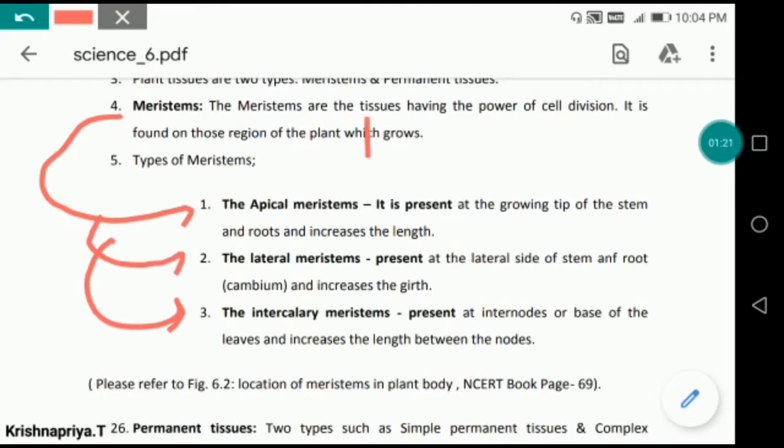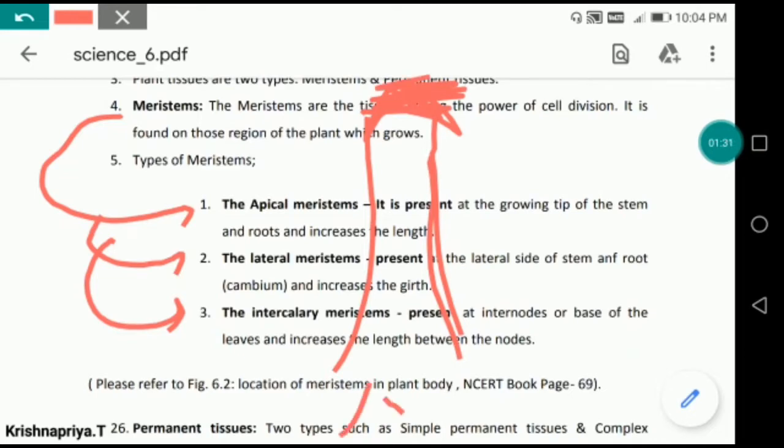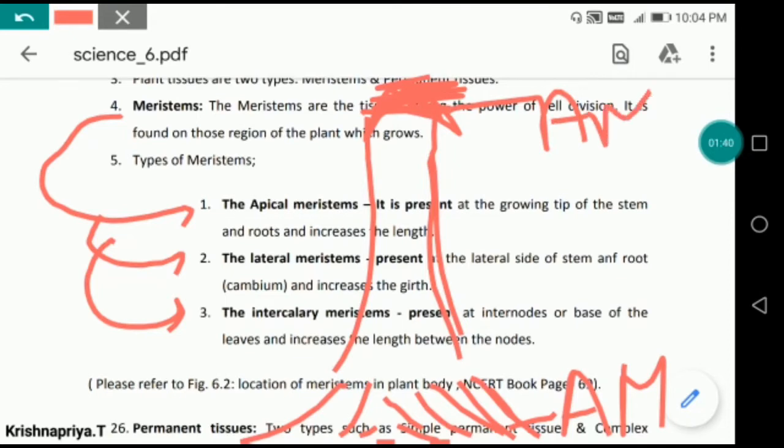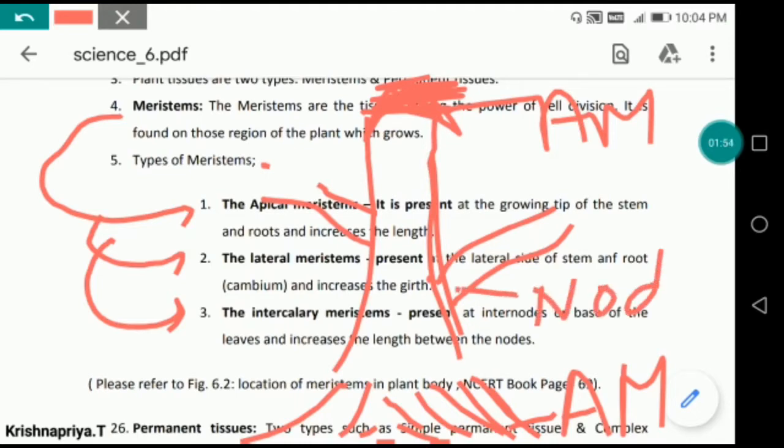Suppose this is a stem, suppose this is a plant. On the tip of a plant, on the upper side of the plant, apical meristematic tissue is present. On the tip of a root also, apical meristematic tissue will be there. AM means apical meristematic tissue. Suppose from here branches arise from the plant. Where branches arise are known as a node.